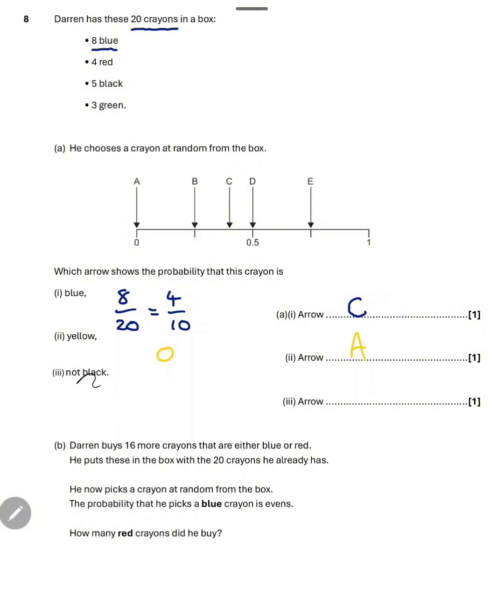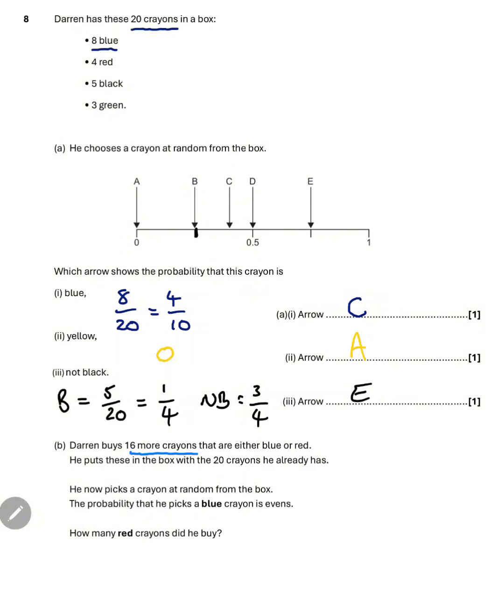And then part 3 says what's the probability of not black? Well, black is going to be 5 out of 20. And 5 out of 20 simplifies to 1/4. So if we just divide top and bottom by 5, we get 1/4. And I think if we look at this number line, that looks like a quarter. So if a quarter is the probability of black, then not black has to be everything else, which is 3/4. Little sneaky one here, because they're expecting you to go for a quarter, when actually we want to go for 3/4, not black.